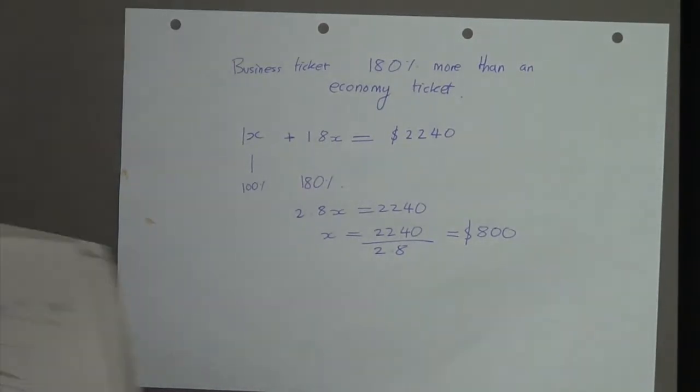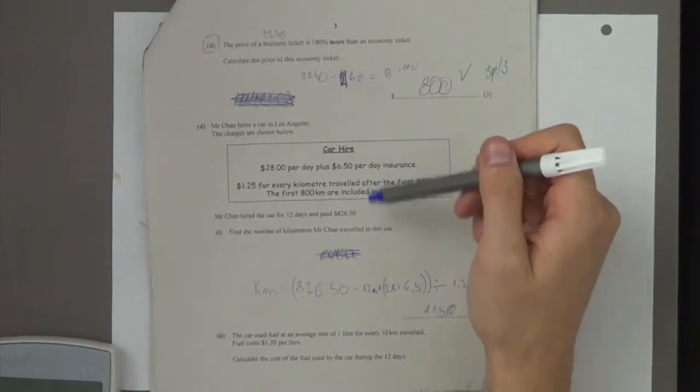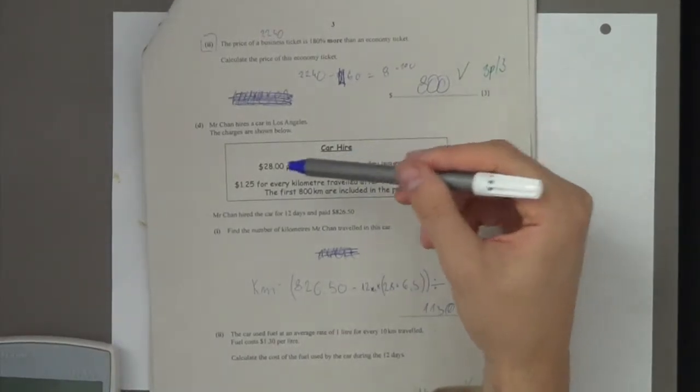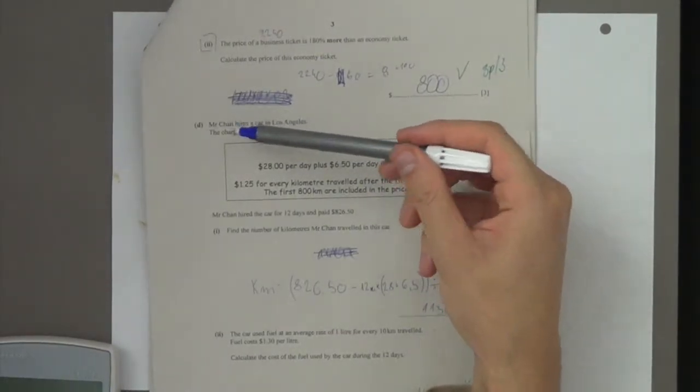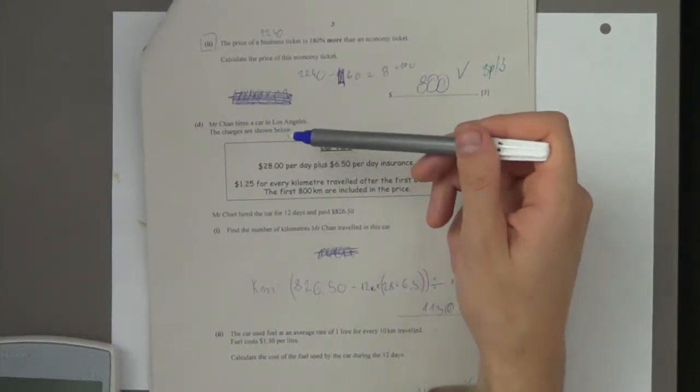Right, next question. I don't know if you can read this, but I'll just read it out to you. Mr. Chan hires a car in Los Angeles. Okay? The charges are shown below.